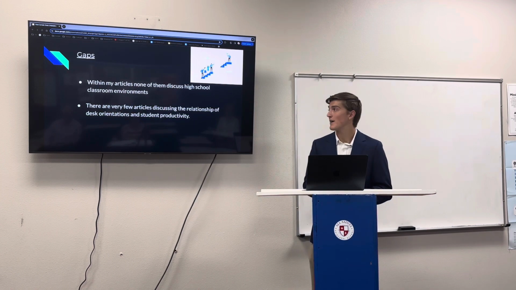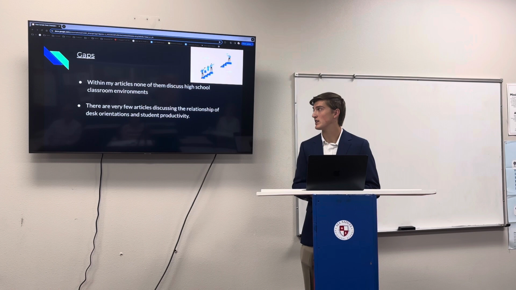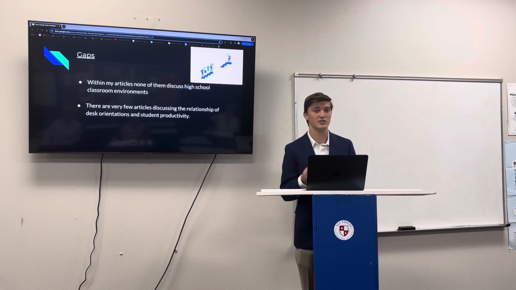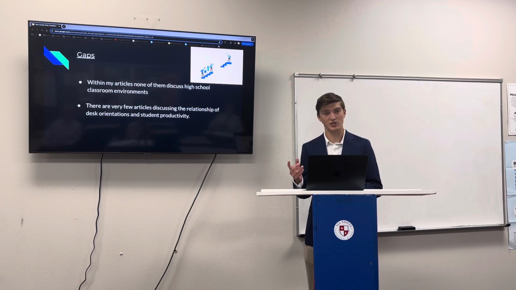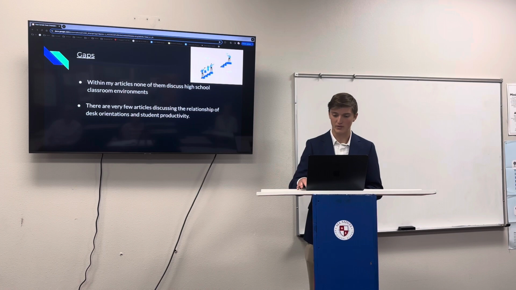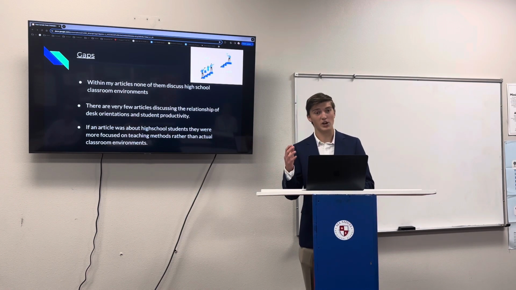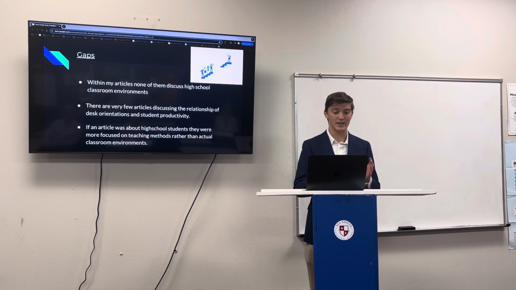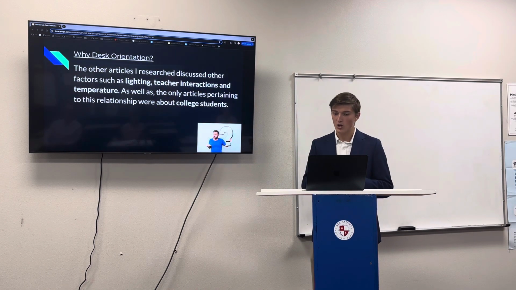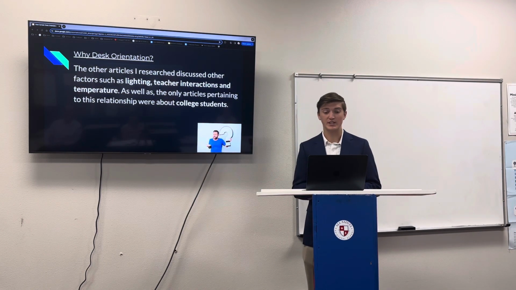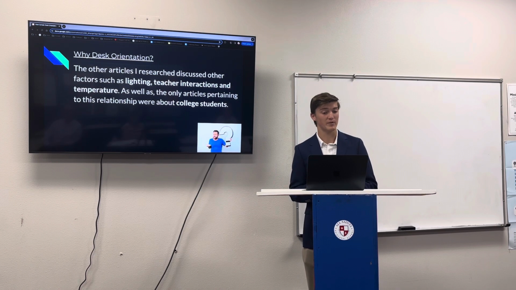A second one of my gaps was how there were very few articles discussing the relationship of desk orientations and student productivity. Instead, they were more focused on how temperature, teacher interactions, or even lighting would affect student productivity. The third of these is if it was talking about high school students, it was more about how teachers' teaching methods rather than the actual classroom's environments affected student productivity. With these gaps in mind, I will be researching desk orientations within a high school classroom environment.